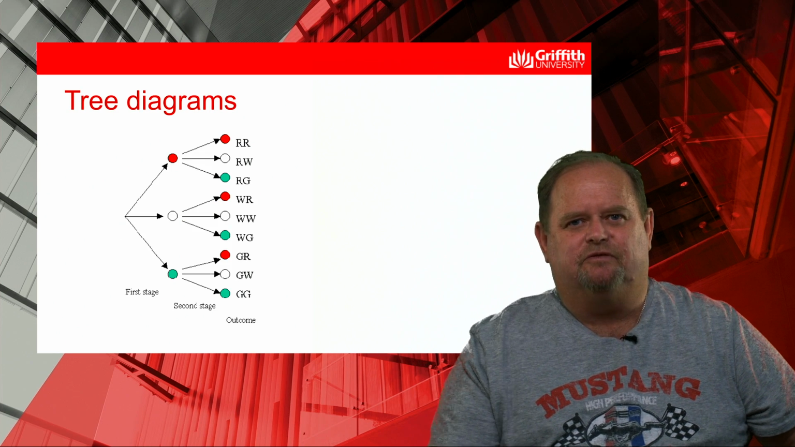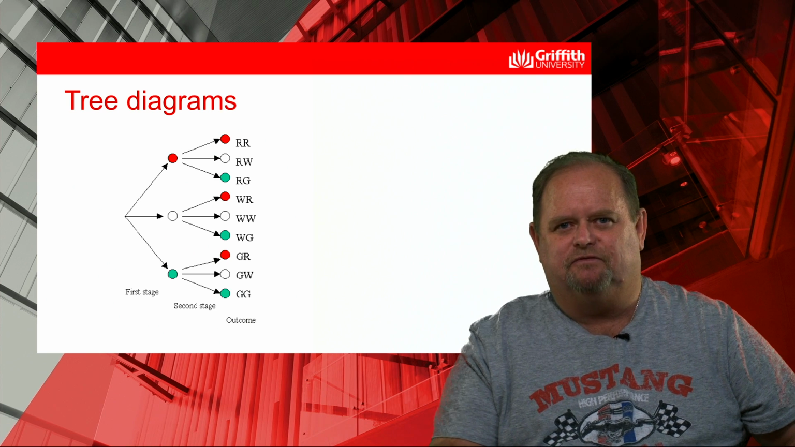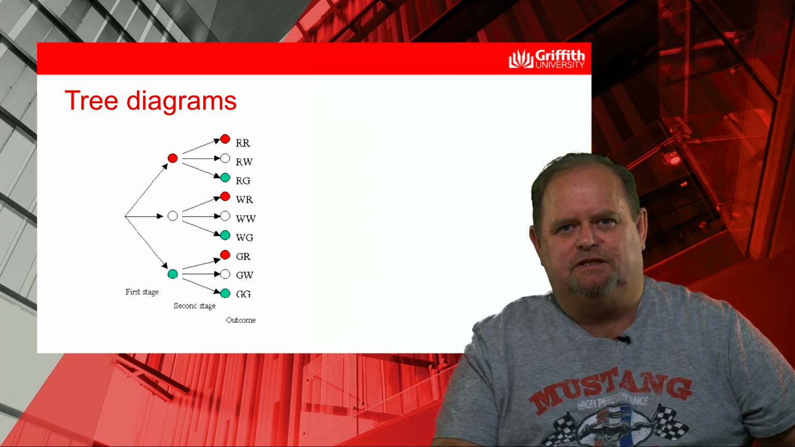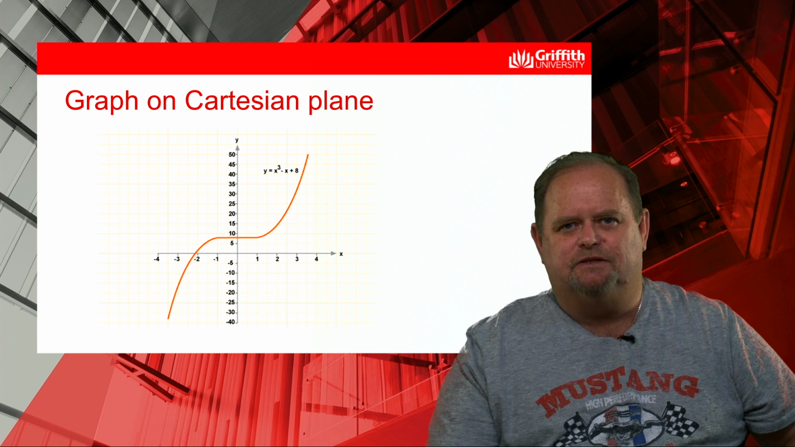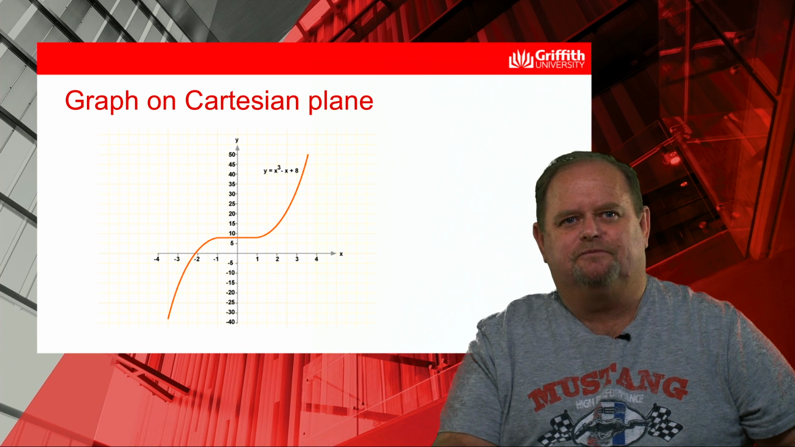I think another type of graph is we see tree diagrams. It's a very clear mathematical depiction of some situation, and so we teach kids how to do tree diagrams. We're pretty good at using Cartesian planes, and they're the more traditional types of graphs.